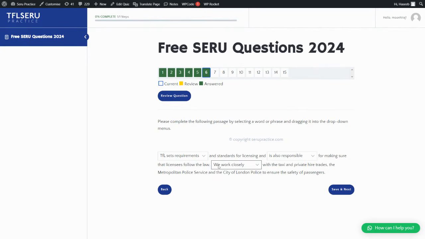So here you can see the difference: now we are talking about multiple people, many different people who are working inside TfL, and they work closely with the taxi and private hire trades. So we will not use a singular verb. The verb here is the word work, and we will not use it with the letter S. Therefore, the correct option is: we work closely with the taxi and private hire trades, the Metropolitan Police Service and the City of London Police to ensure the safety of passengers.